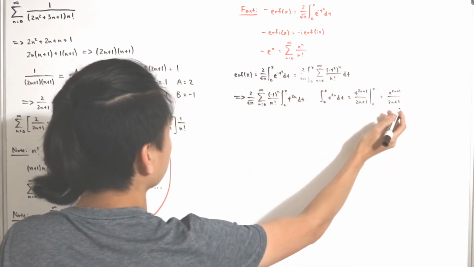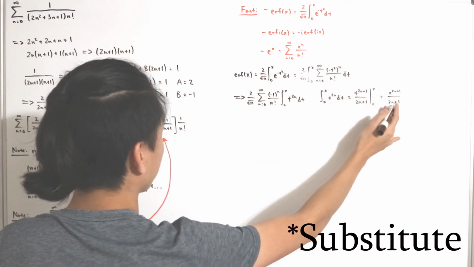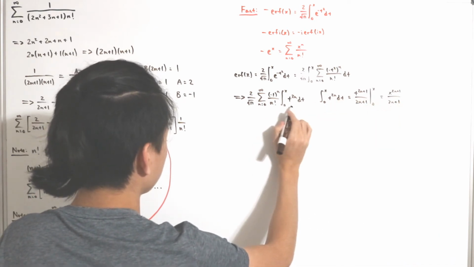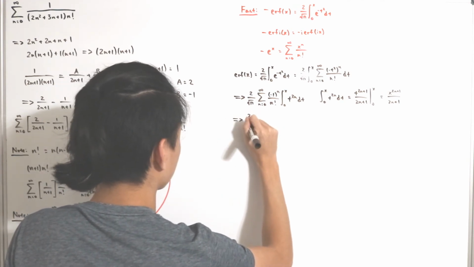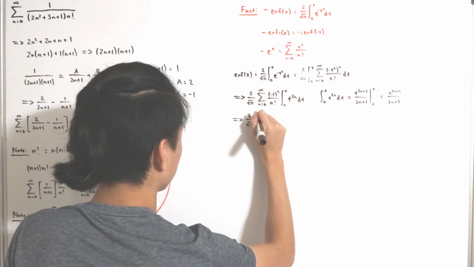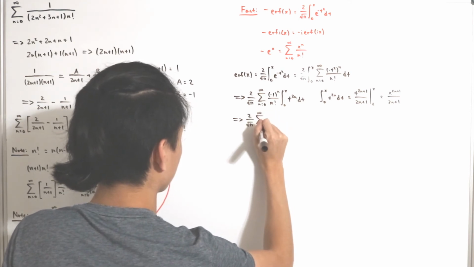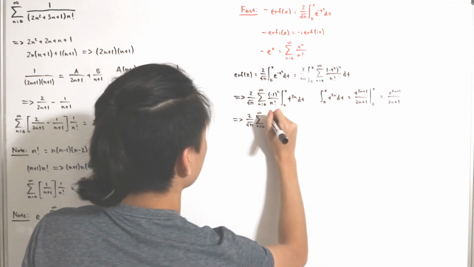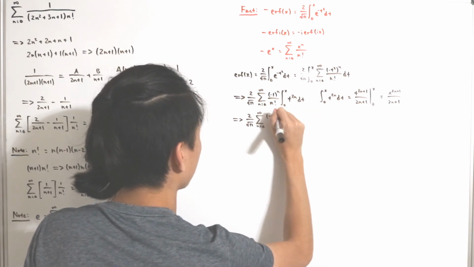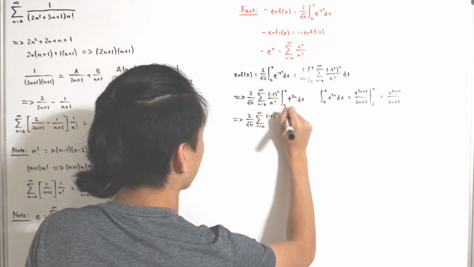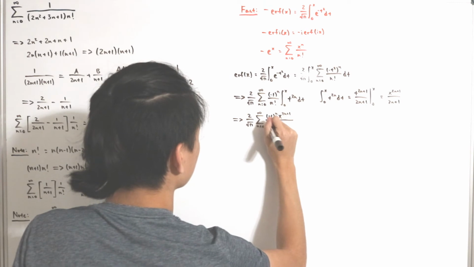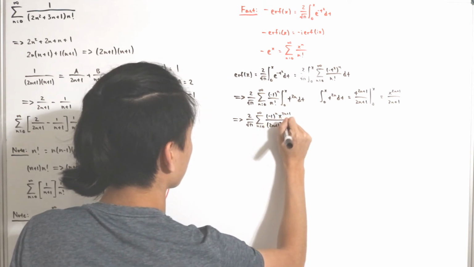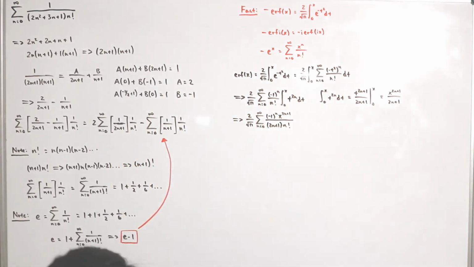Okay, now let's substitute our evaluated definite integral back in. So 2 over square root of pi, then the series from n equals 0 of negative 1 to the n, then x to the power 2n plus 1 divided by 2n plus 1, and then multiplied by n factorial. Okay, that's good.